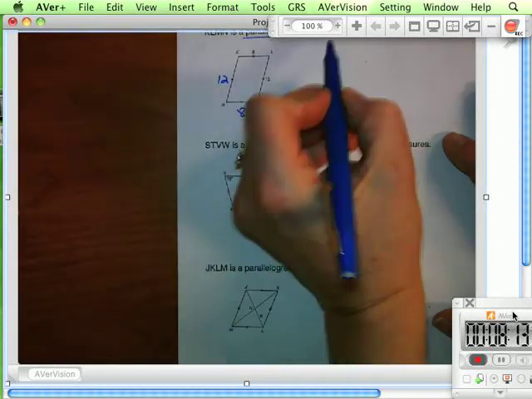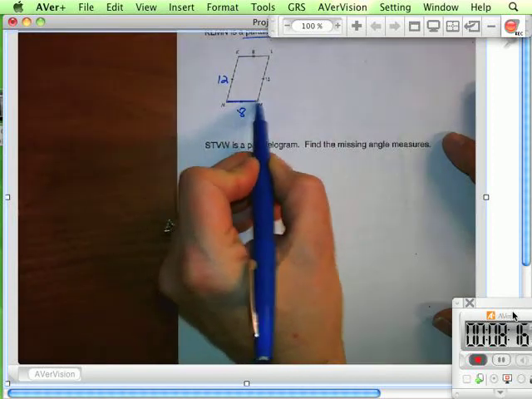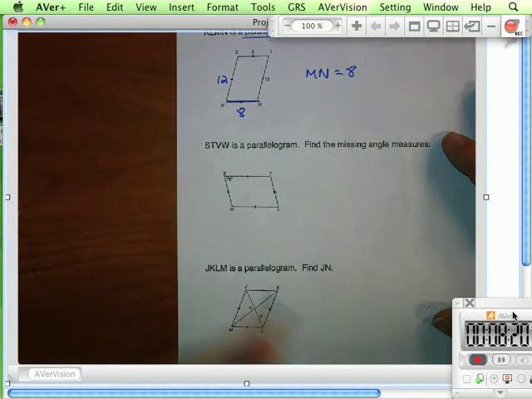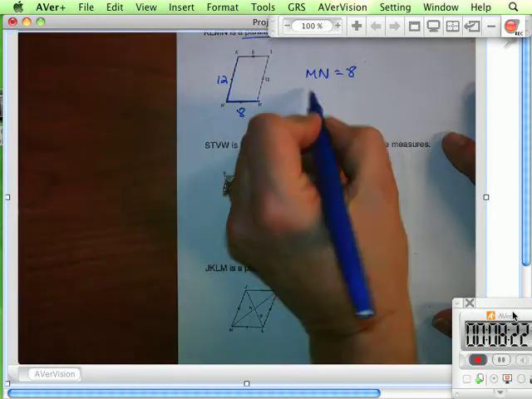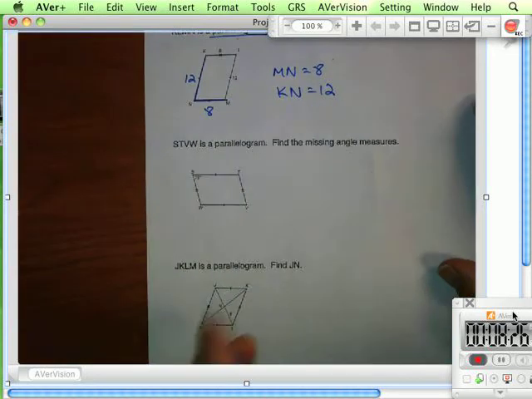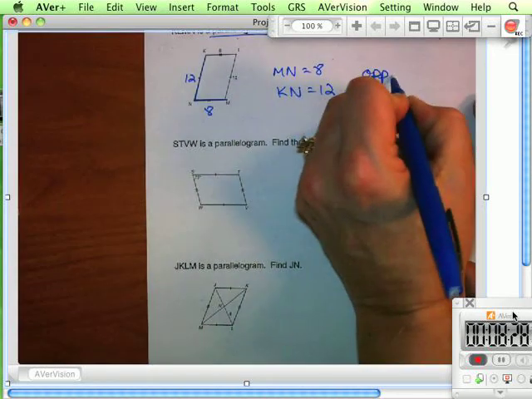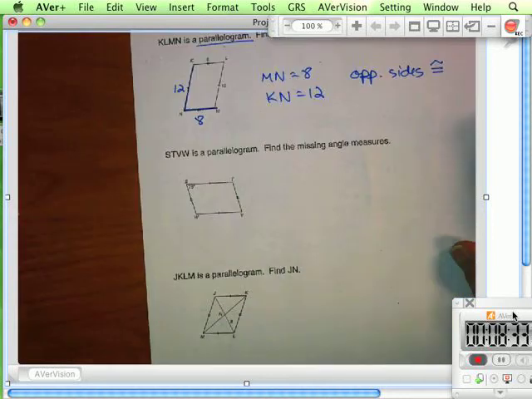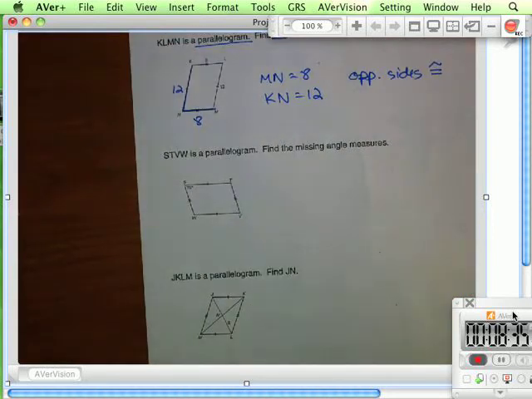It's asking me what MN is, right here. MN is equal to 8. It's asking me what KN is. KN is equal to 12. And I know this because opposite sides are congruent. You have to give a reason when you're doing the work, okay? So you can just write it like that.